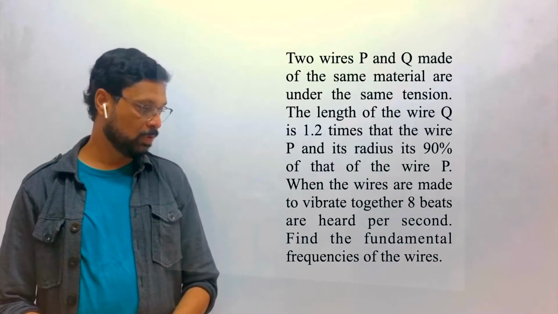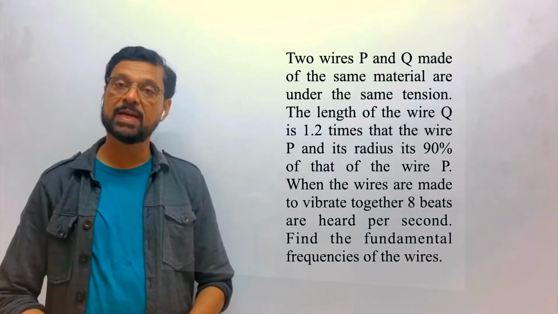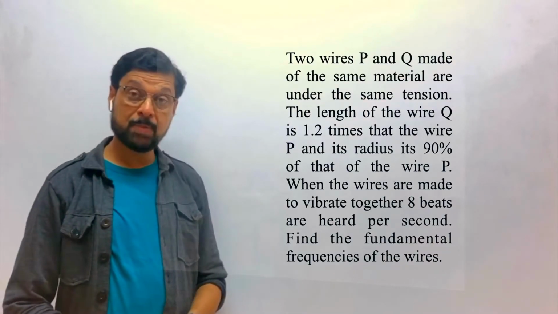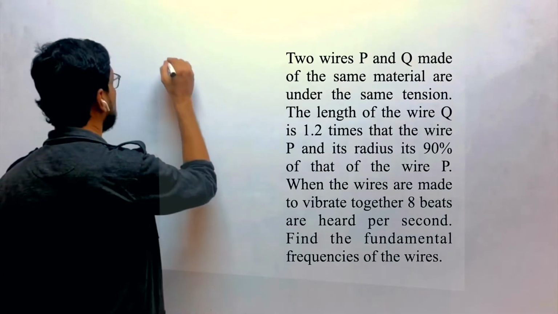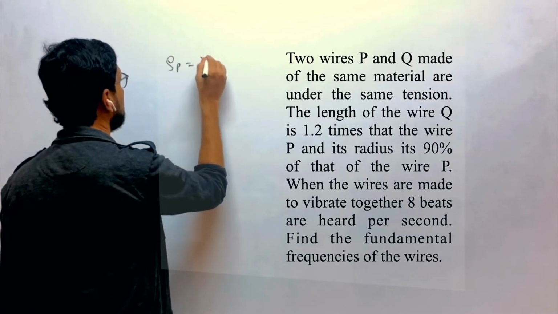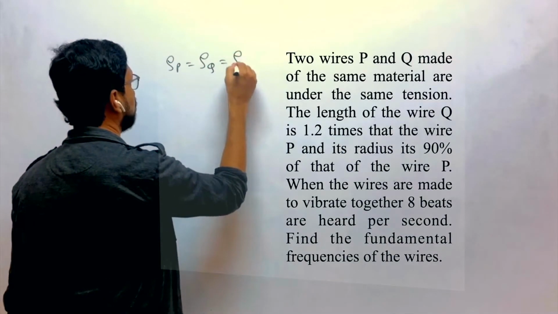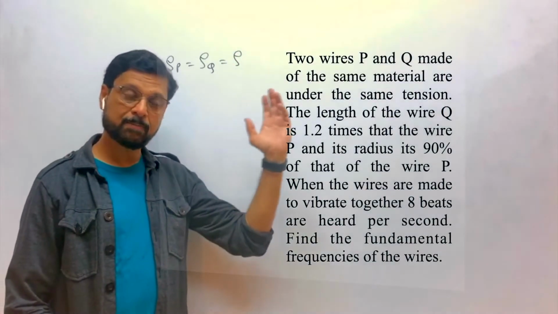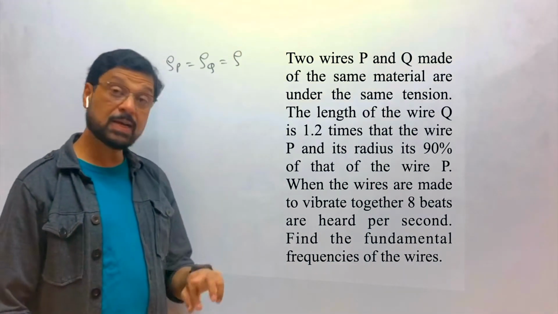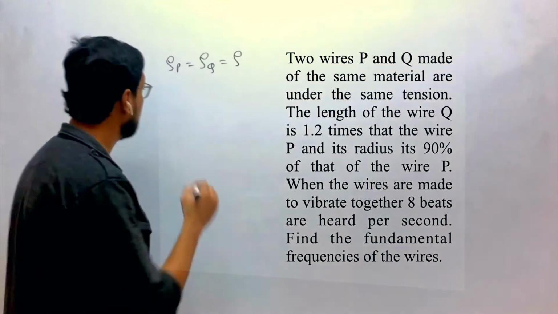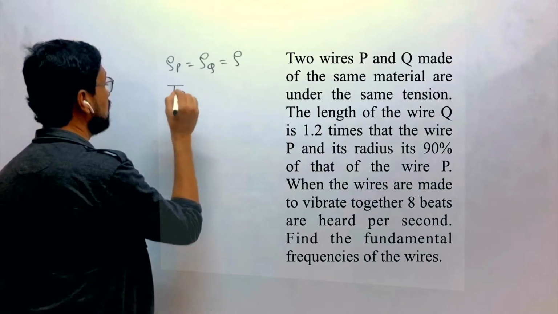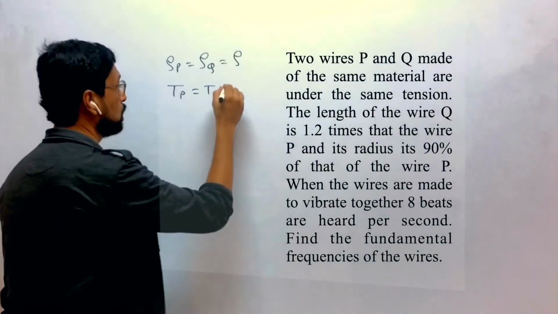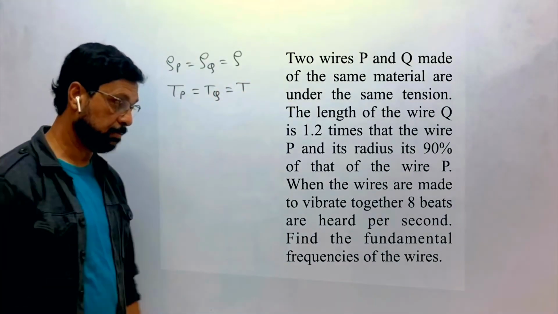Wires P and Q are made of the same material. Two wires, P and Q, are made of the same material, means the density of P is equal to the density of Q. Rho P is equal to rho Q is equal to, say, rho. They are under the same tension. Tension in wire P is equal to tension in wire Q is equal to, say, T.